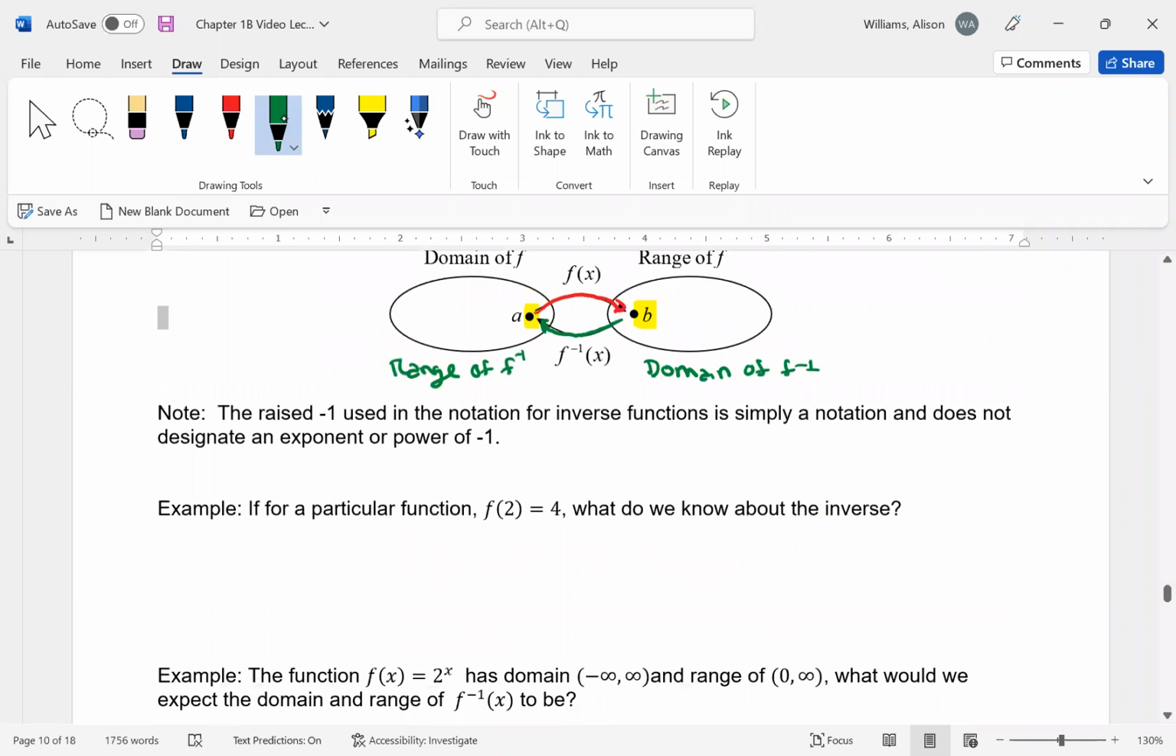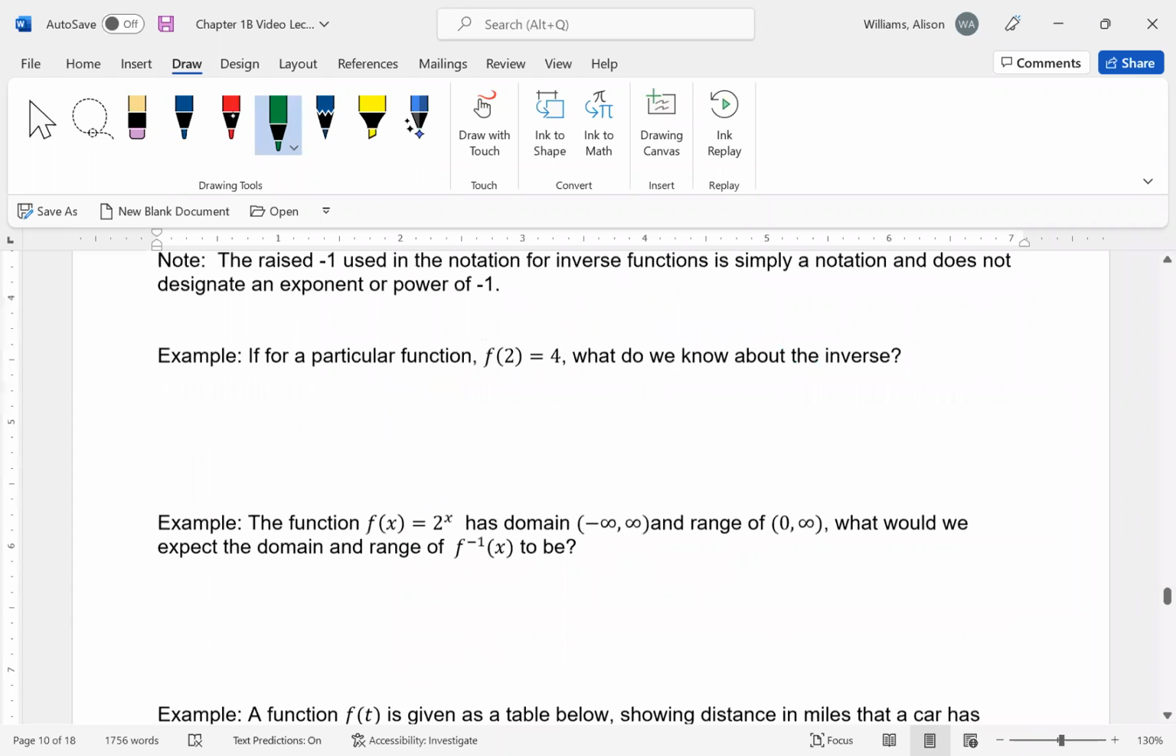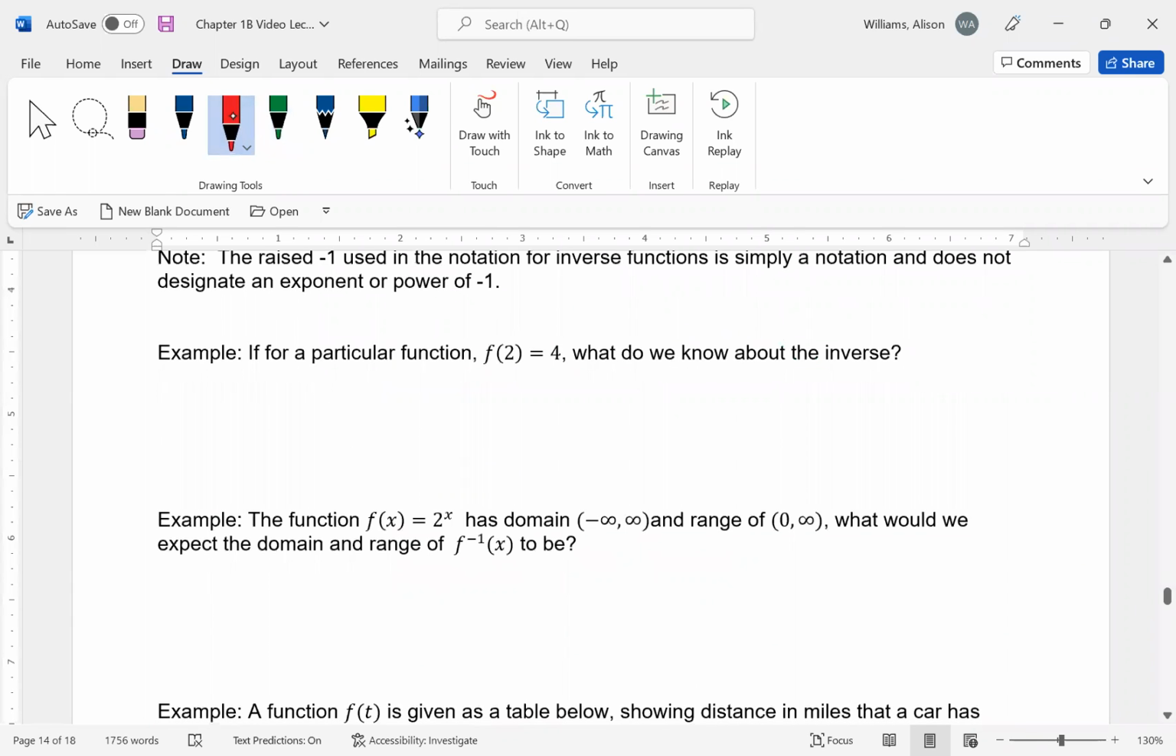So let's explore this a little bit. Let's say f of 2 equals 4. So for the inverse then, f inverse of 4 equals 2. It's reversing. Okay, so let's look at domain and range then. If f of x equaling 2x has a domain of negative infinity to infinity and a range of 0 to infinity, what's the domain for f inverse and what's its range?